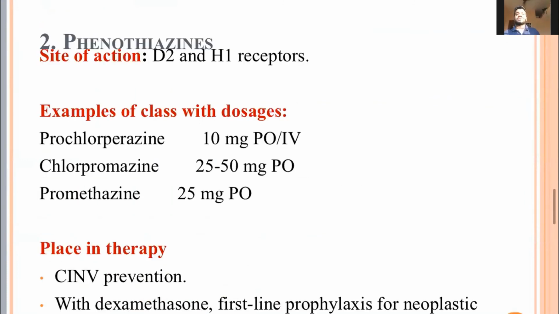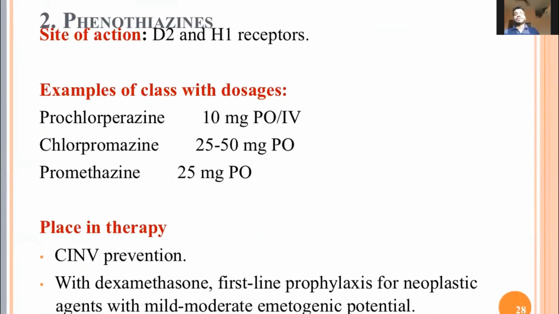Coming to the next class of drug, which is phenothiazine. These act on H1 receptors and D2 receptors. The drugs are prochlorperazine, chlorpromazine, and promethazine. This is what I was telling: with pethidine, they give promethazine, which is a phenothiazine. This is a kind of older drug, but still very effective. They work very effectively in controlling nausea and vomiting.